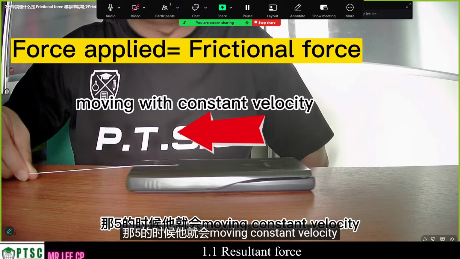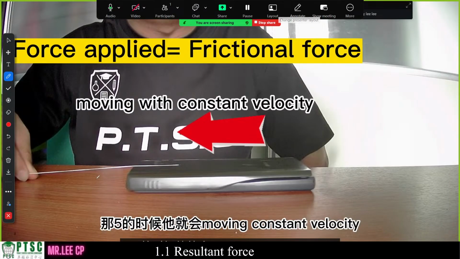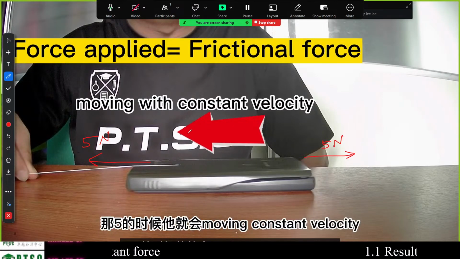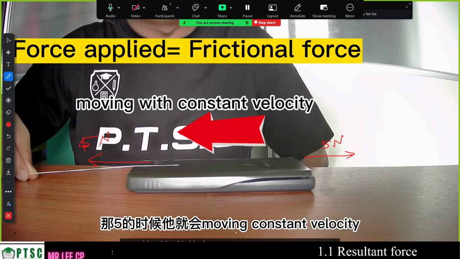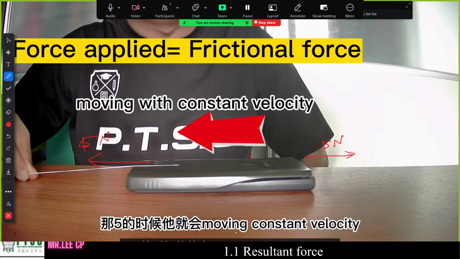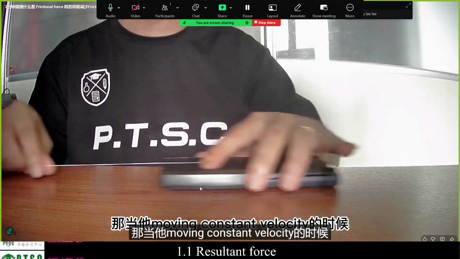Once it moves, it moves with constant velocity. At this moment I am pulling with 5 Newton, where the frictional force is 5 Newton. This one we call equilibrium. If I pull with 4, it is not going to move. 3, not going to move, because we have a frictional force of 5 Newton. So I pull with 5, it starts to move. What if I pull more than 5? We are going to see it later. So, constant velocity.